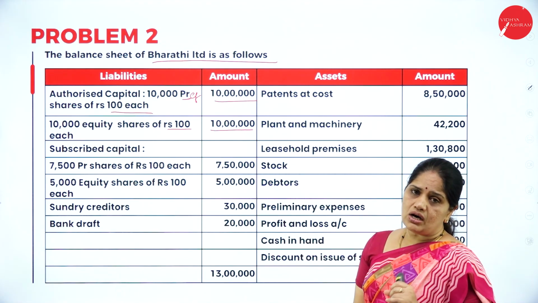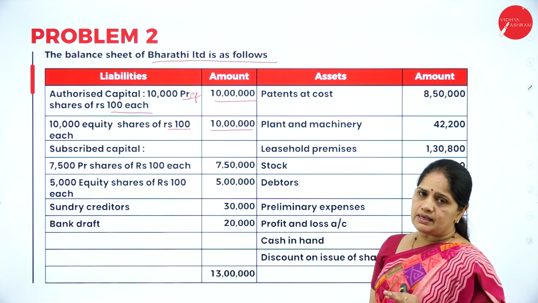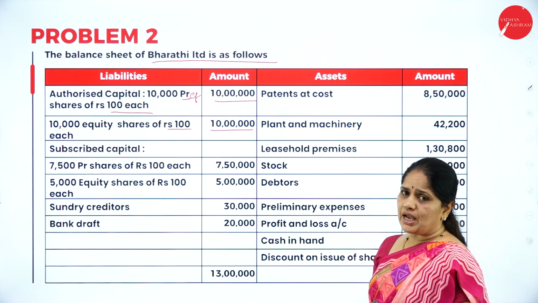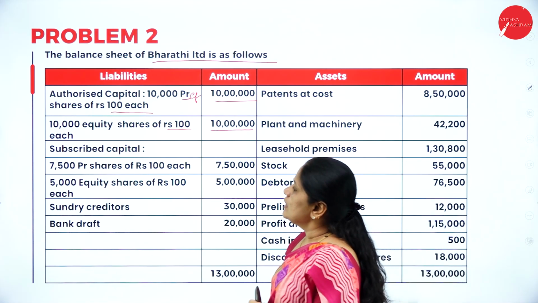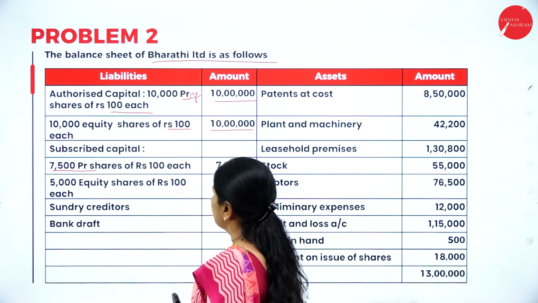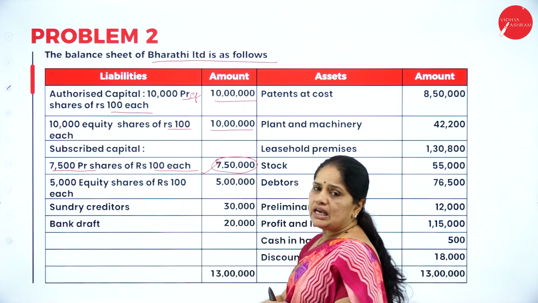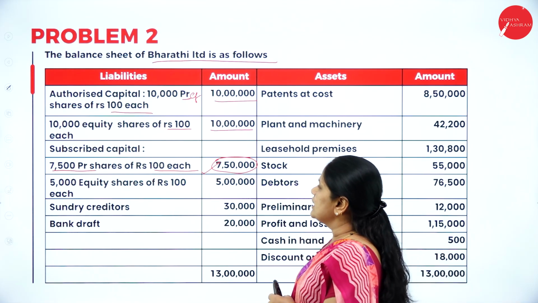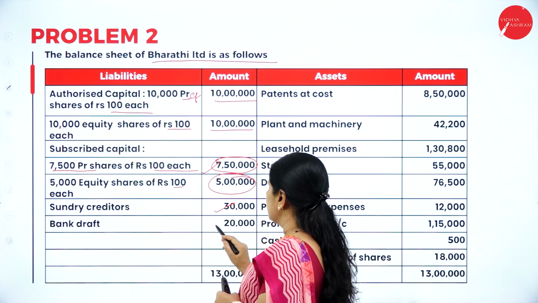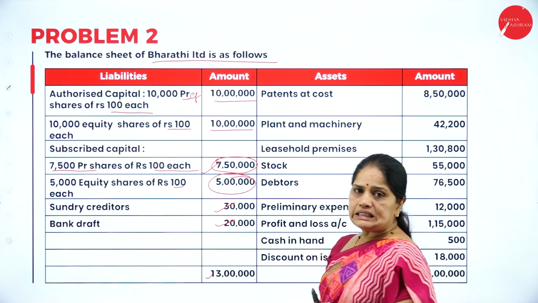See, whatever is the authorized capital, we should not take into consideration. So if the authorized capital and subscribed capital is given, we will be considering only the subscribed and paid up capital and not the authorized capital. So in the subscribed capital, we have 7,500 preference shares of rupees 100 each, 7,50,000. So this amount we have to consider. Then 5,000 equity shares of rupees 100 each, 5 lakhs. Sundry creditors 30,000, bank draft 20,000. So when you add all this, you get 13 lakhs.